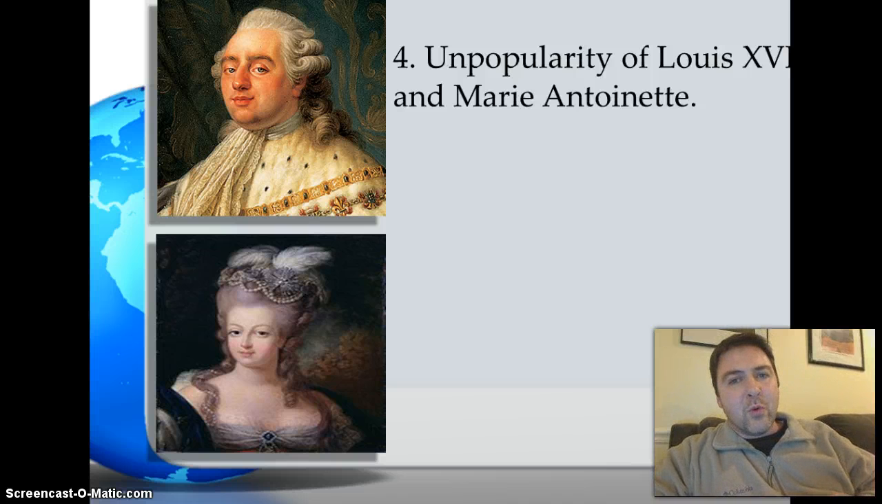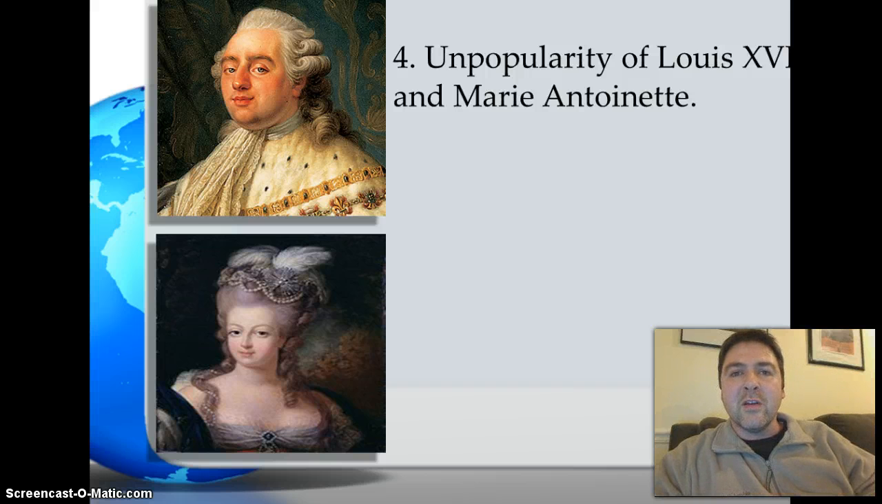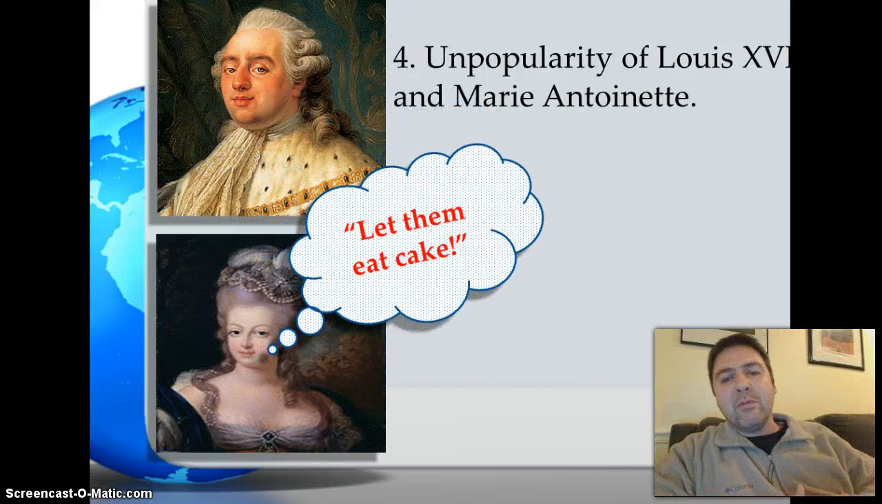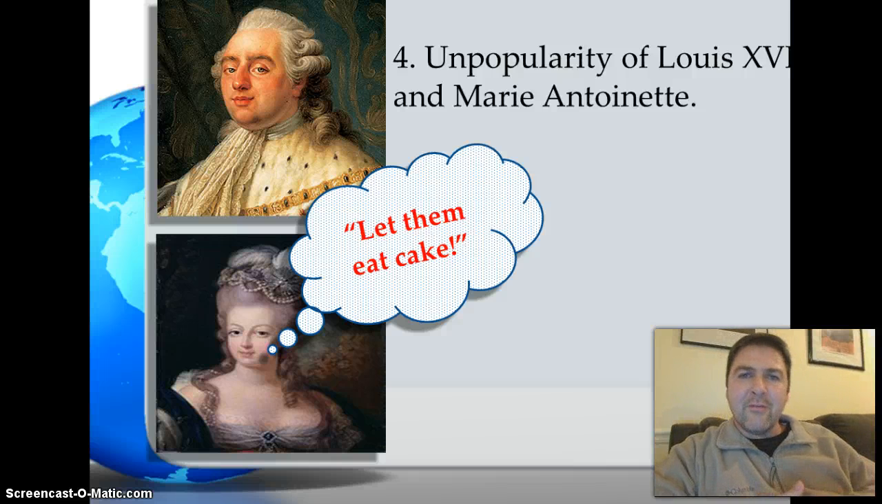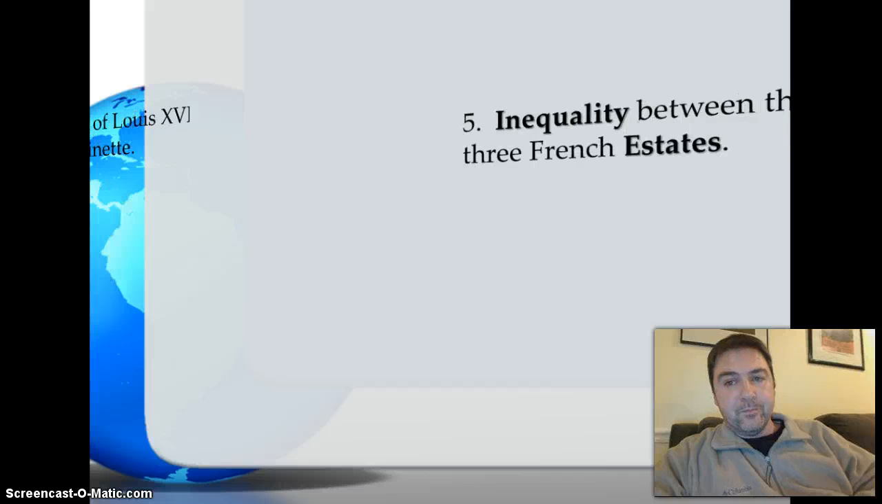And his wife, Marie Antoinette, are very unpopular by the late 1700s. Marie Antoinette in particular was given the nickname Madame Deficit for the huge bills that she ran up. And when told about the people starving out in the streets and in the countryside, she reportedly replied, "Let them eat cake," kind of a famous phrase in history. And it goes to show kind of an uncaring and out of touch attitude that she had, which made her even more unpopular with the people.